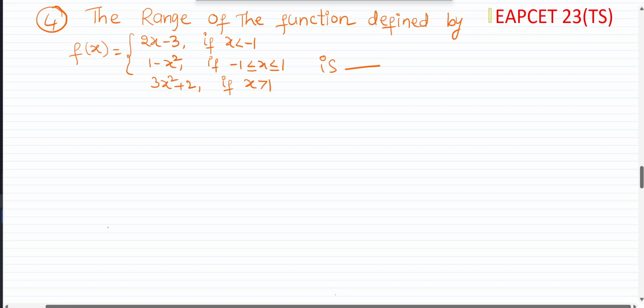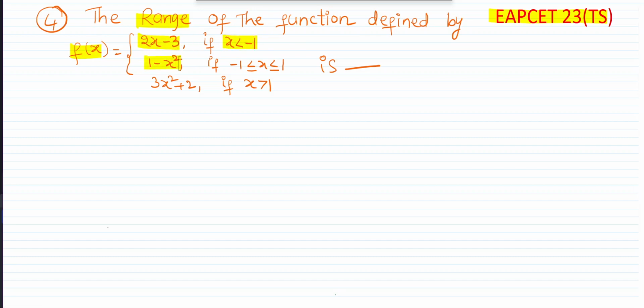This is the fourth question from EAPCET 23 TS. Here it is given the range of the function defined by f of x is equal to 2x minus 3 for x less than minus 1, 1 minus x square for minus 1 less than or equal to x less than or equal to 1, and 3x square plus 2 for x greater than 1. Now find the range of this function.